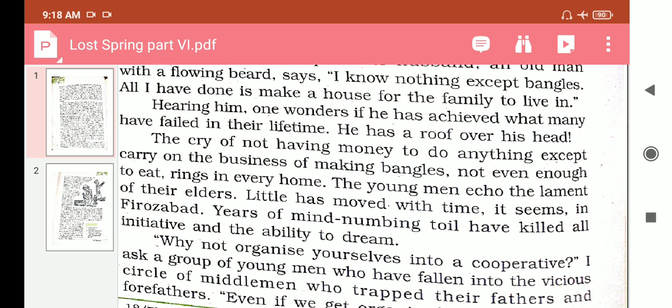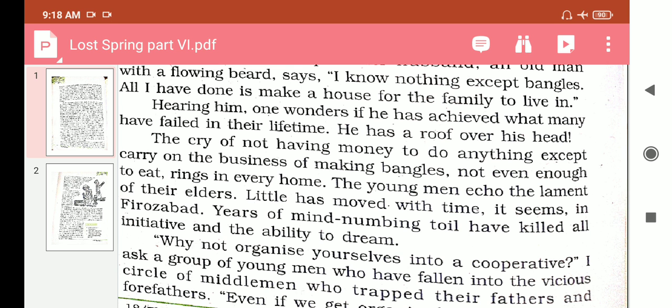Now, next para. Hearing him, one wonders if he has achieved what many have failed in their lifetime. He has a roof over his head. The writer wonders that probably the man has achieved something which many other people have not been able to achieve. At least he has been able to secure a shelter for his family.